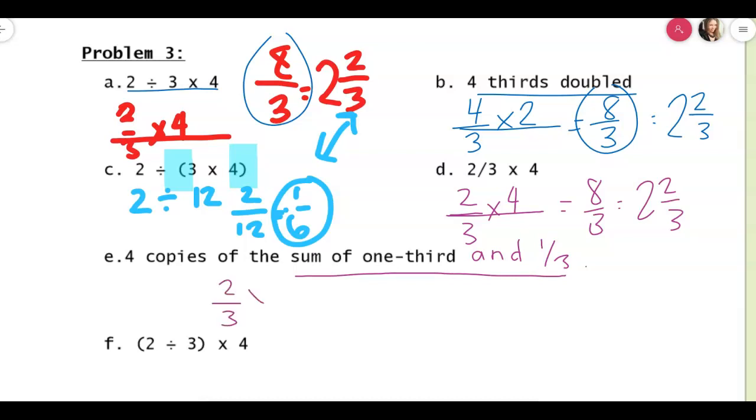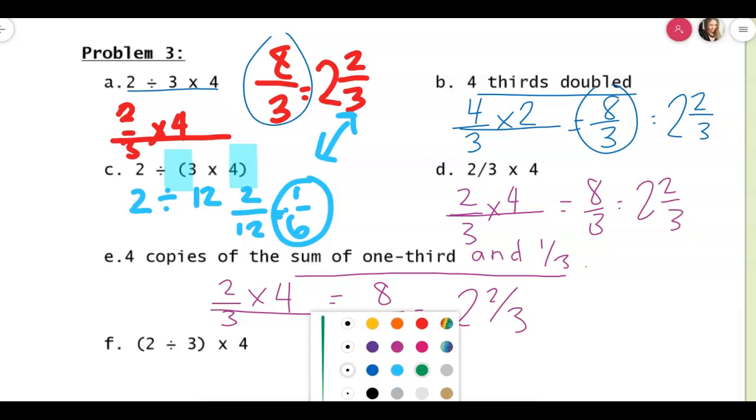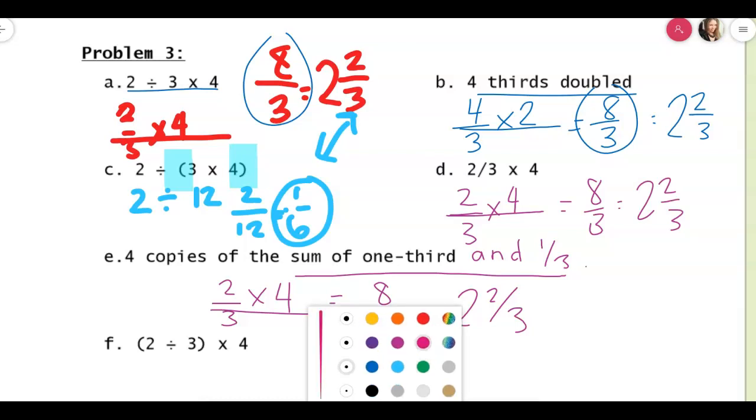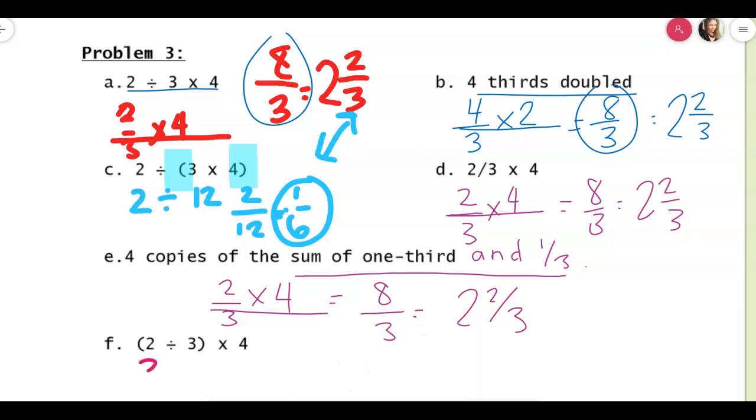And 2/3, they said 4 copies of that. That gives me 4 times 2 is 8/3. Oh, another 2 2/3. And then finally, let's go ahead and look at 2 divided by 3. Remember, we're going to use these parentheses. So 2 divided by 3, I can write it like that, times 4. Put that across. I've got 8/3 again.